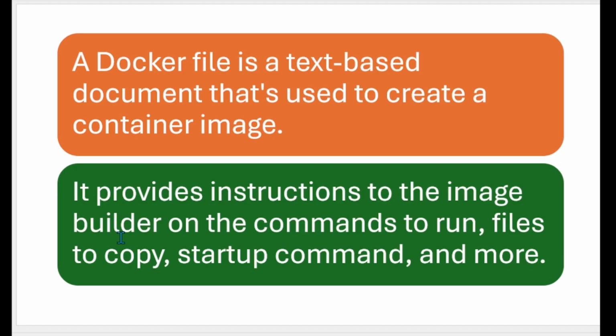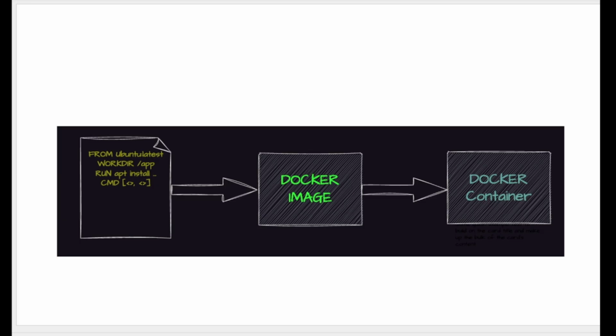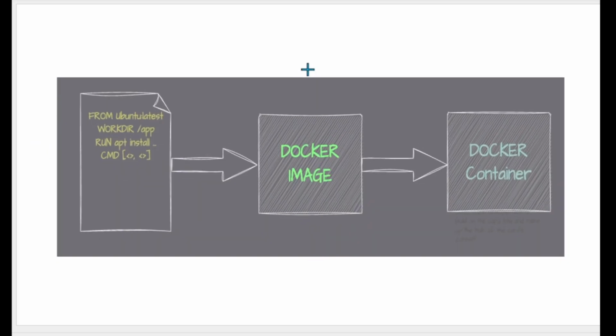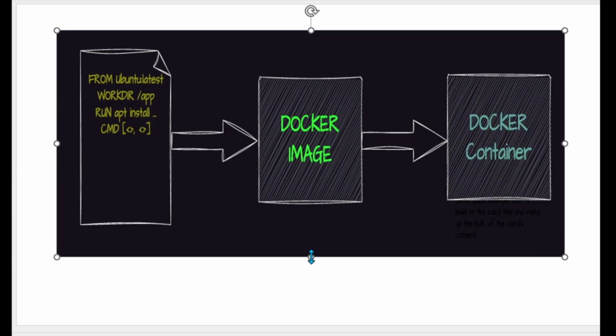So it has to even copy some files sometimes. So what files does it have to copy? Such kind of instructions are given by this particular Dockerfile. Next, this gives a clear picture of what is happening.